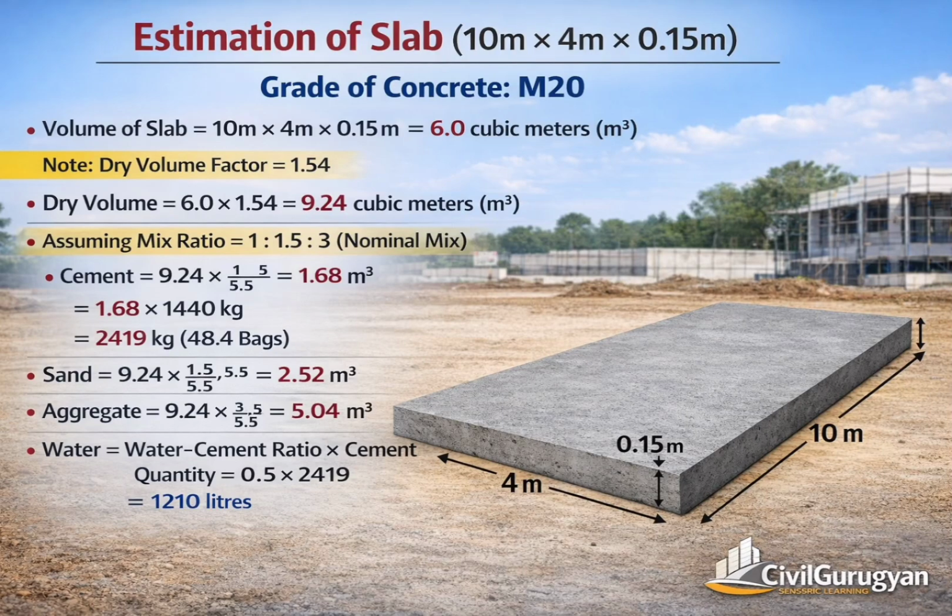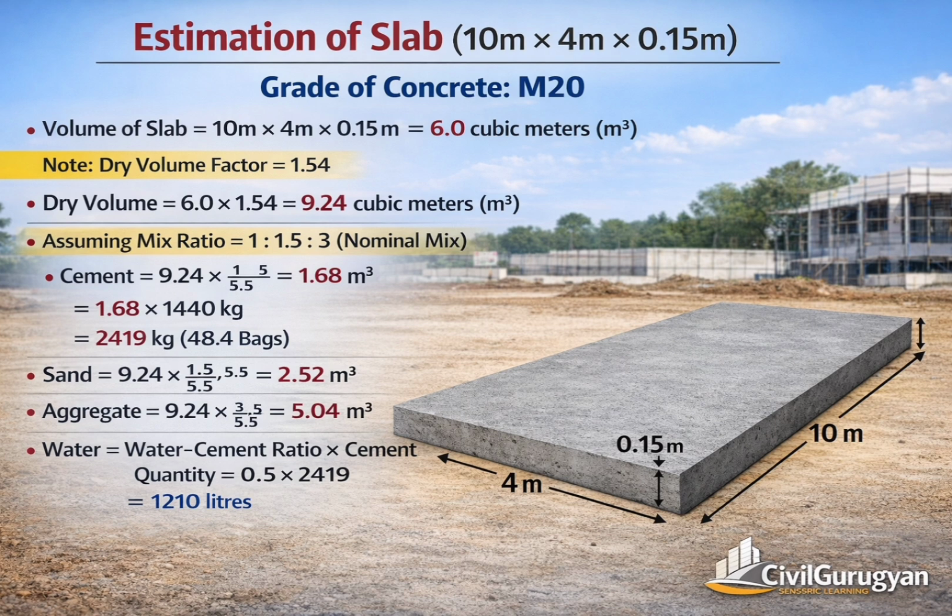In this figure, you can see a slab of size 10 meter into 4 meter into height 0.15 meter. From this figure, we have volume of slab is equal to 10 into 4 into 0.15 is equal to 6 meter cube. Now we have dry volume factor is 1.54, so dry volume is equal to 6 into 1.54 is equal to 9.24 meter cube.